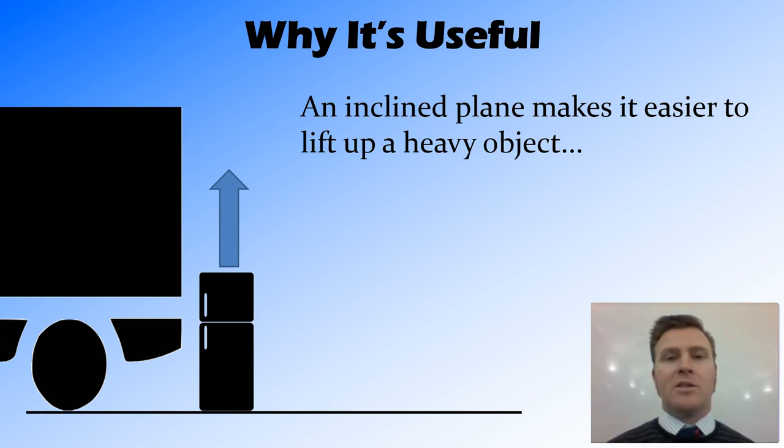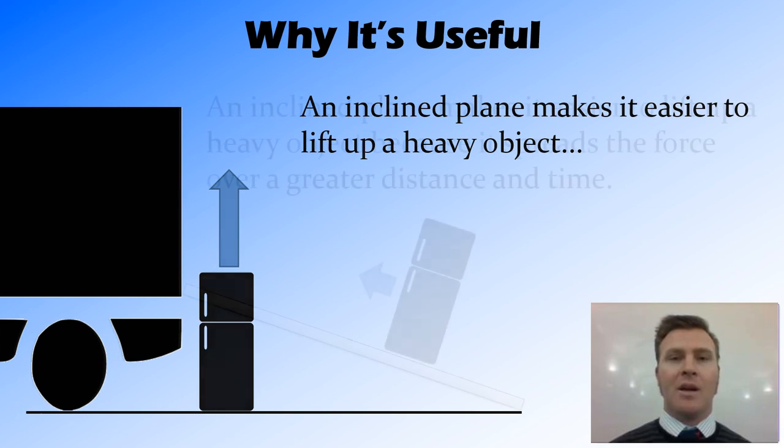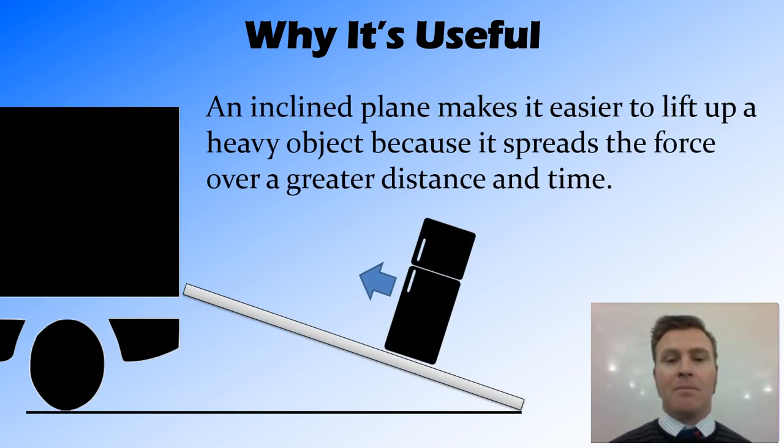So looking at why it's useful. We've got a scenario here where we've got a fridge, we're moving house, we've got to put the fridge onto the truck. Now you could just go and lift the fridge, but the fridge is quite heavy, it has mass. And because it has mass, it has the force of gravity pulling it down to the ground. So to lift it straight up and put it into the back of the truck, you're going to have to combat this whole force of gravity. That's where our inclined plane comes in.